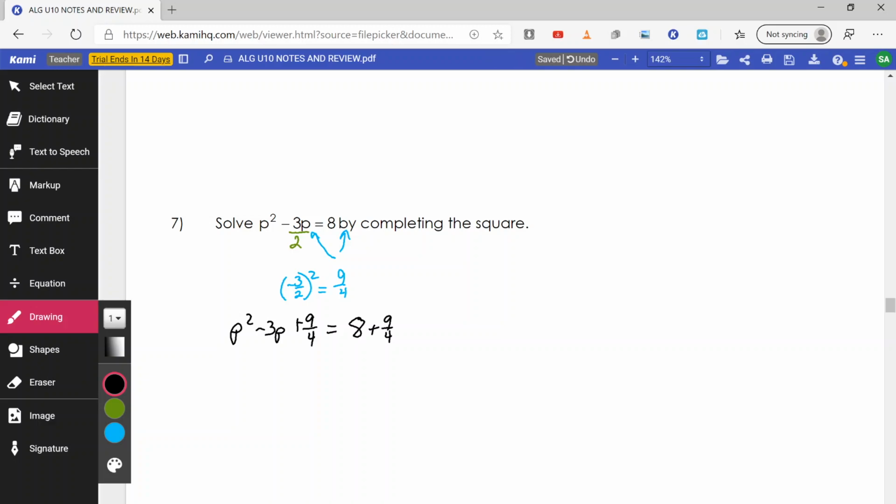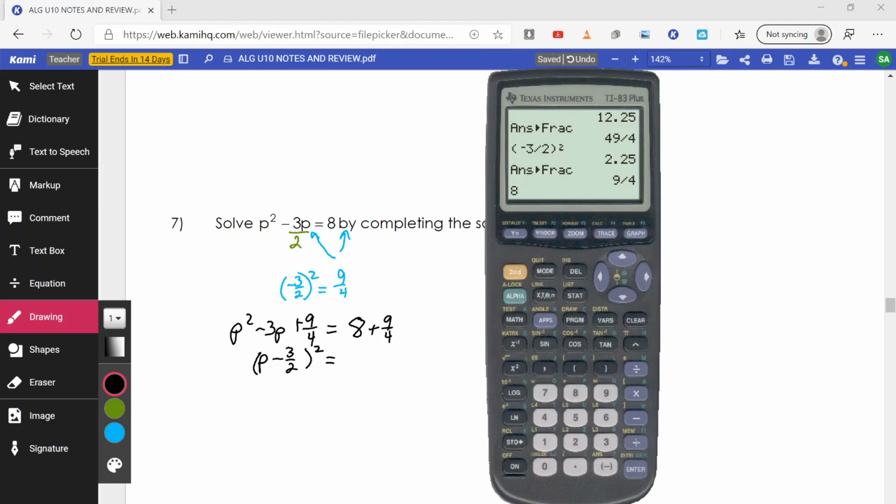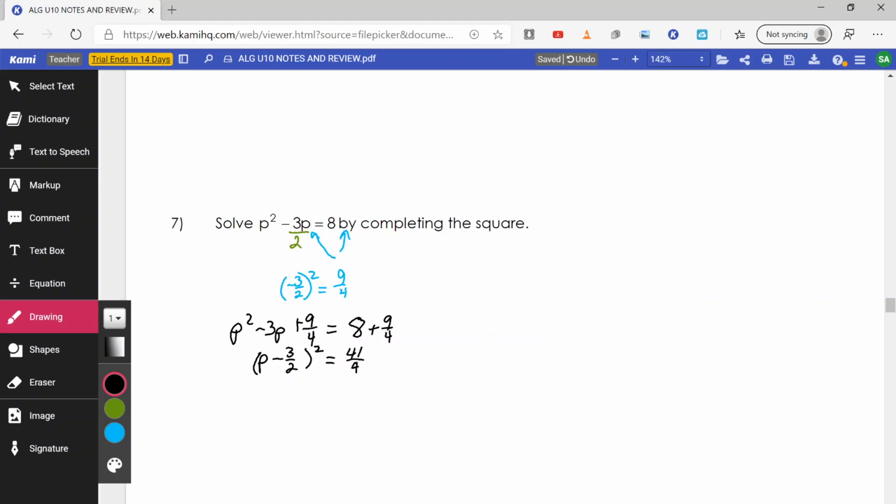Now this p squared minus 3p plus 9/4 is your perfect square trinomial, meaning I have a binomial that I am squaring. So what goes inside the parentheses? It's the letter in our problem, p, and then the number we got when we divided by 2, -3 over 2. Then I'm going to add 8 and 9/4, so 8 plus 9/4 gives me 10.25, and because I have a fraction in our problem, I'm going to turn it back into a fraction, which is 41 over 4. So here we got our perfect square: p minus 3/2 squared equals 41 over 4.